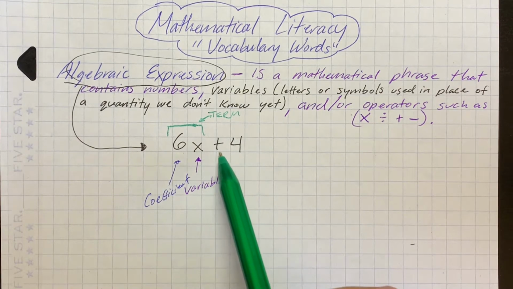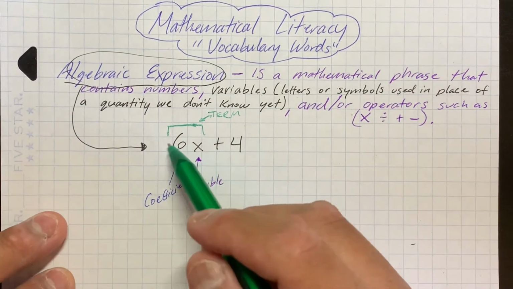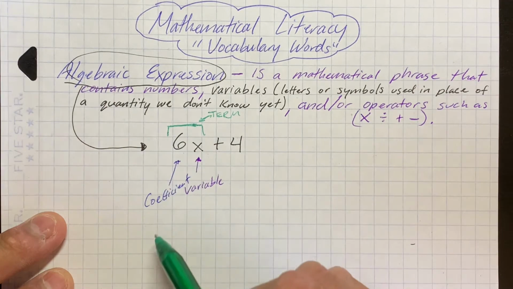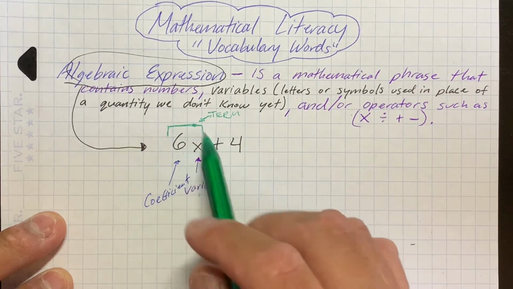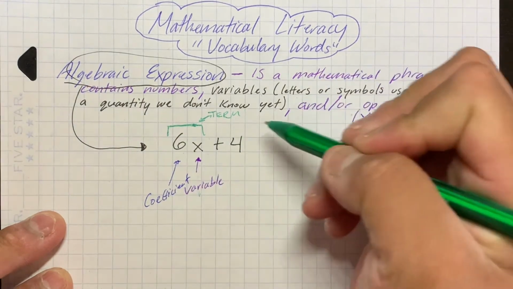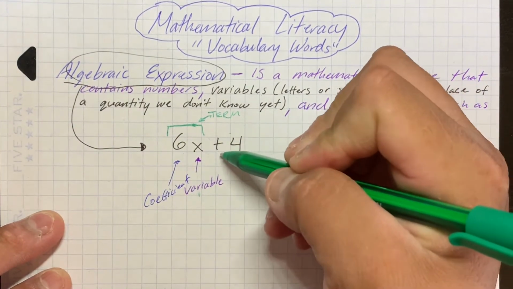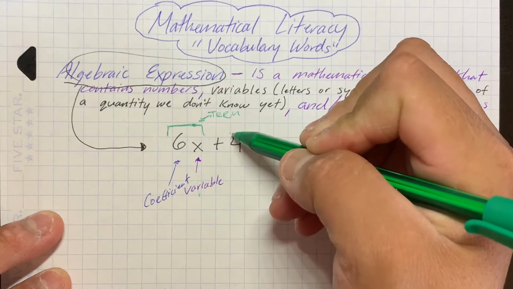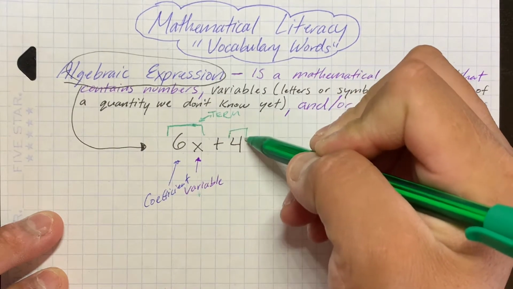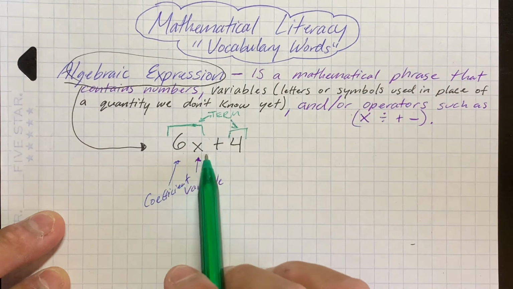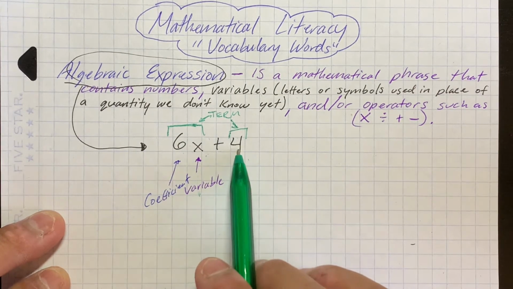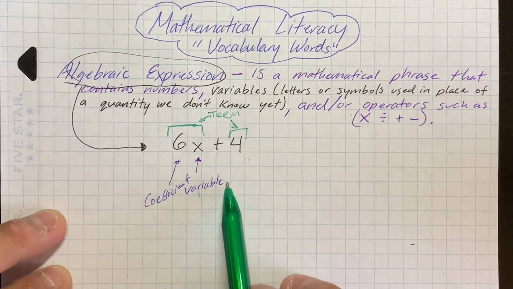In this case, we have an addition sign. So we have one term here. So 6x is a term. The coefficient 6, the variable x, we have the term 6x. There is another term. Remember that terms are separated by addition or subtraction signs. So in this case, we have two terms. 6x is one term. The other term is 4, and it's separated by the addition symbol.